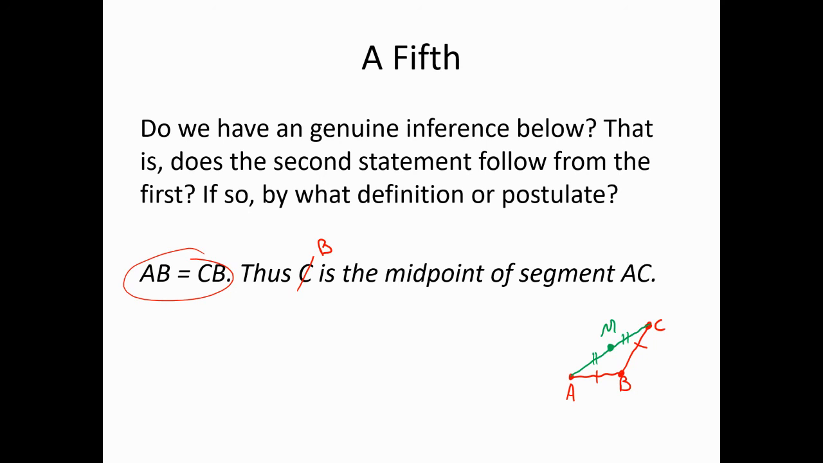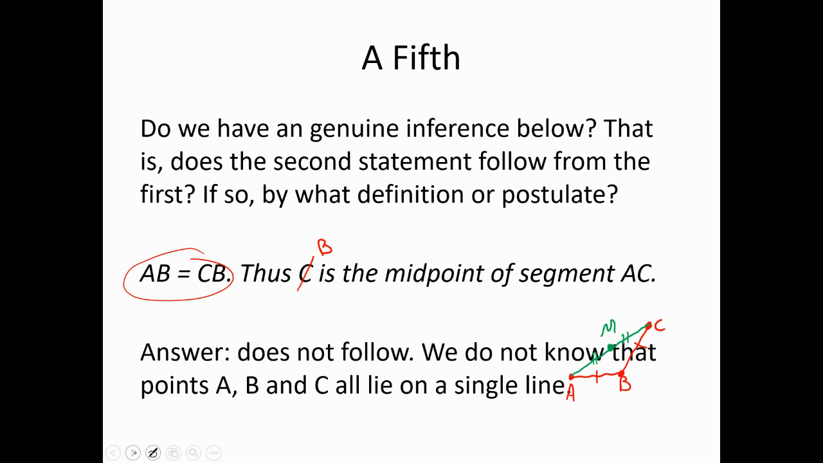So to the question, does it follow that B is the midpoint of segment AC? Absolutely, it does not follow. Now, if we were to add to the given, which was AB is equal to CB, that all of A, B, and C are indeed collinear, then it would follow that B is the midpoint of segment AC, but we were not given that information. And since we were not given that information, it simply does not follow.